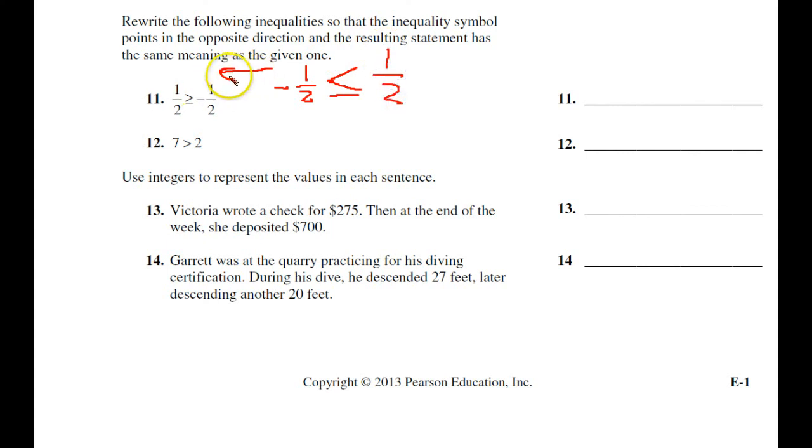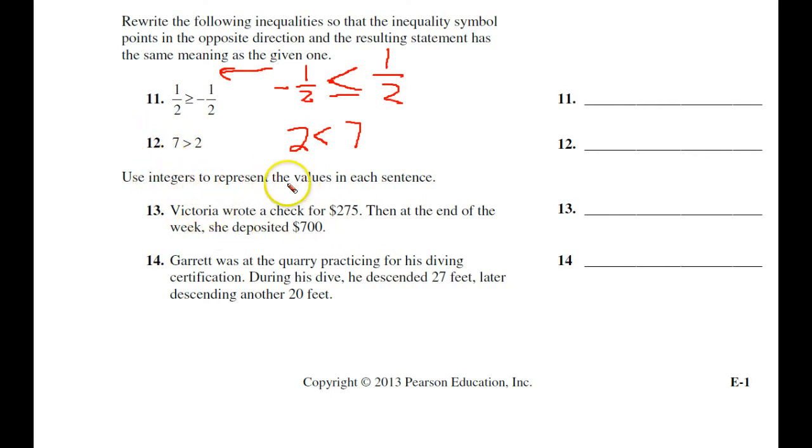So we're just writing it this way, and if we read it this way, a negative 1/2 is less than or equal to 1/2. And this one we would write 2, again the point is toward the 2, is less than 7. When you read it this way, you read the 7 is greater than 2. But you can also read it from the right going toward the left.